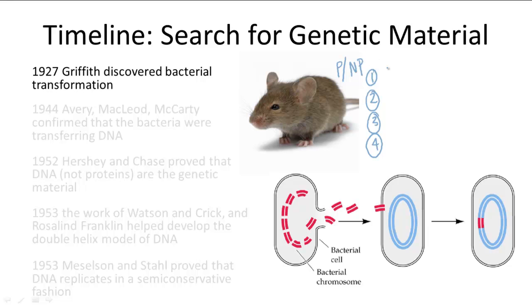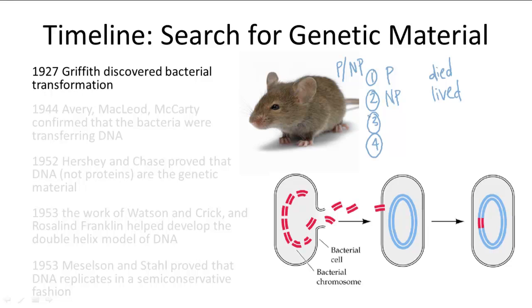In the first one, he injected the pathogenic strain into his mice, and all his mice died. In the second one, he injected the non-pathogenic strain of bacteria, and all the mice lived. They stayed healthy because there was no pathogenic material to kill off the mice.